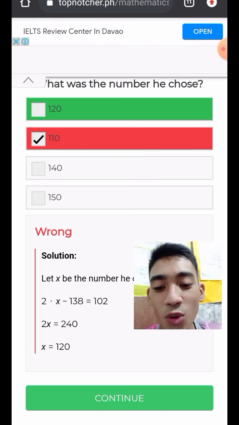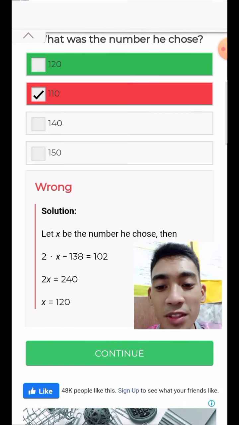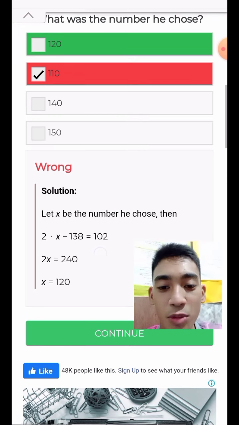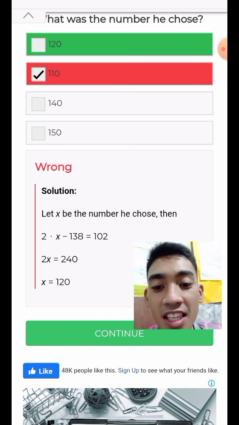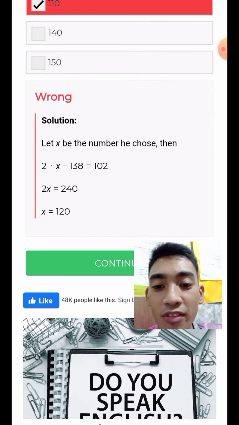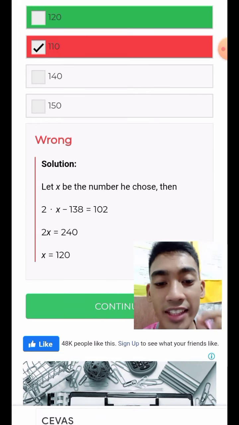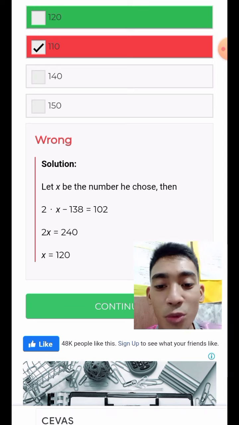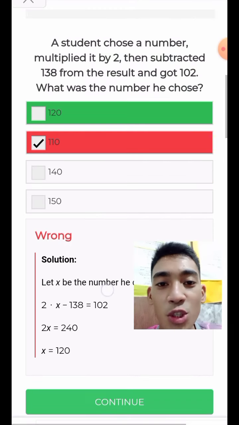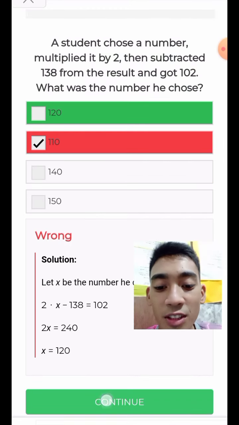Okay, so divide both sides by 2. Right? 2 times X minus 138 equals 102. Transpose 138 to the other side together with 102. Since this 138 is negative, it will now become positive. So therefore, 138 plus 102 will give us 240. Then divide both sides by 2 to get X. So that is 120. So the student chose a number that is 120.